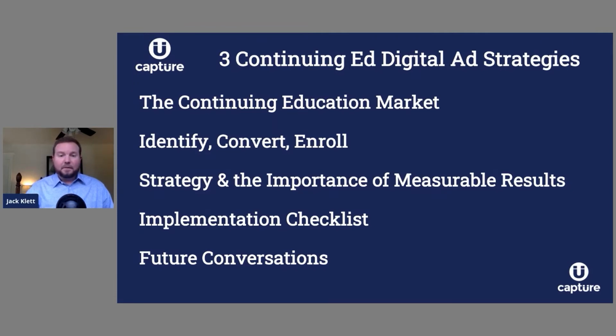I want to talk about the 3 Capture essentials: identify, convert, enroll. Then we'll cover those 3 strategies and the importance of measurable results. We'll hear from a Capture partner, which is always fun to do. And then I want to make sure you have a clear implementation checklist so you can take the strategies and what we've talked about today and have a bit of a guide to help you determine how best you can begin to implement some of the ideas that are shared today.